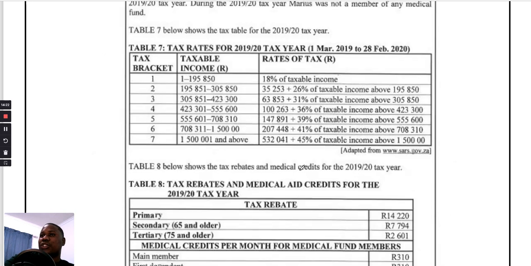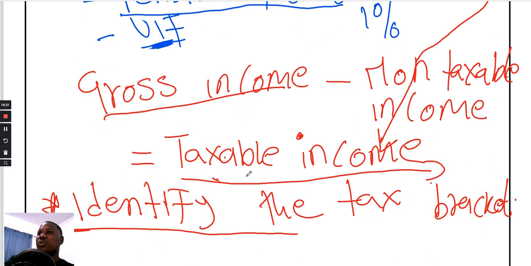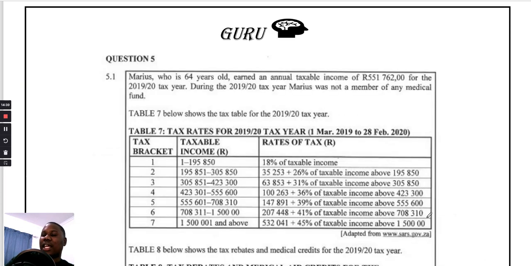Right, so this is how we're going to remember. If we go back and check here, I said we use the taxable income to identify the tax bracket. So if we move down to the table again, on our far left we can see our tax bracket, bracket 1 up until bracket number 7. In block number 2 we see the range of our taxable income. So bracket number 1 ranges from 1 rand to 195,850.